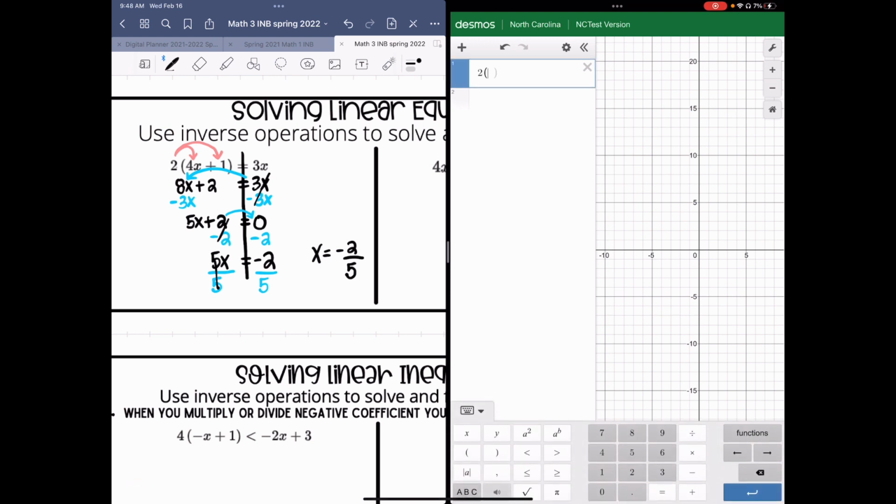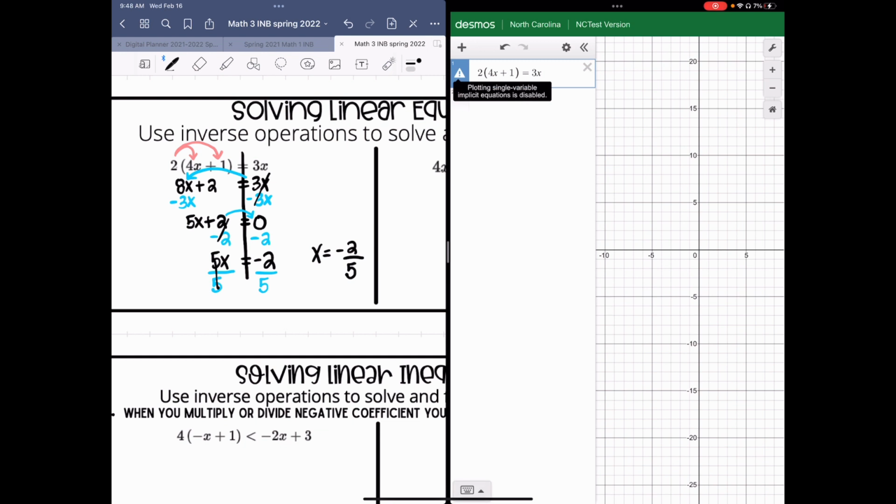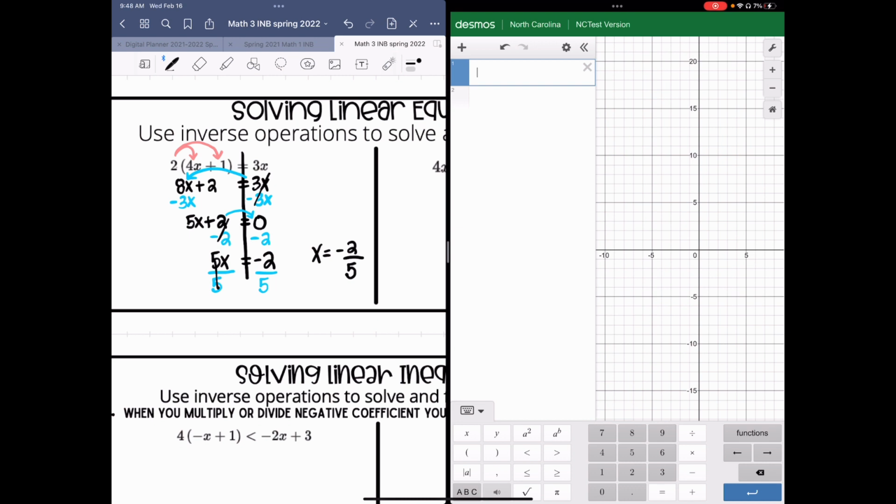So like if I were to type in 4x plus 1 equals 3x, you can see I get that little error message because there's only one variable. So how do we handle that? Well, we're going to split the two sides up with each other. So I'm going to make two equations, and I'm going to do the left side. So I'm going to say y equals, and the y equals is important because you need a two variable equation, 4x plus 1. So that's the left side. And then I'm going to create another equation. I'm going to say y equals 3x.